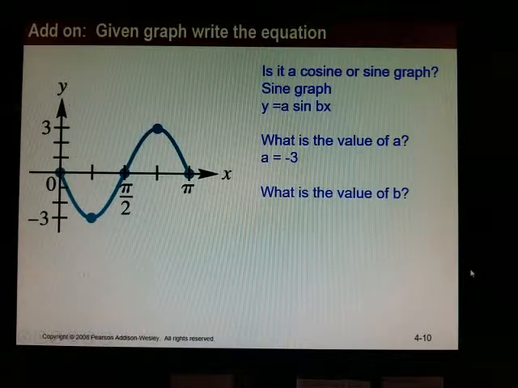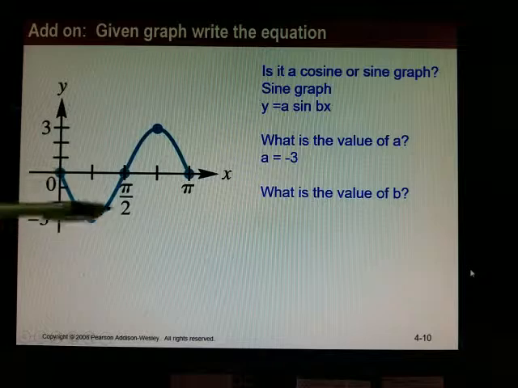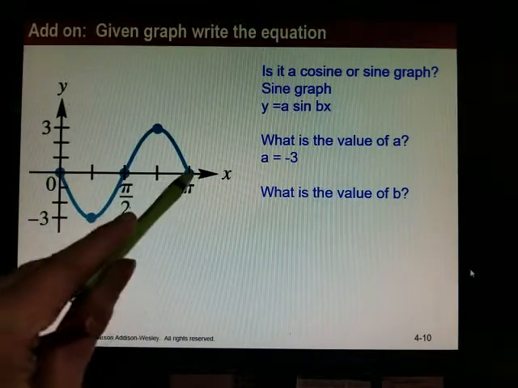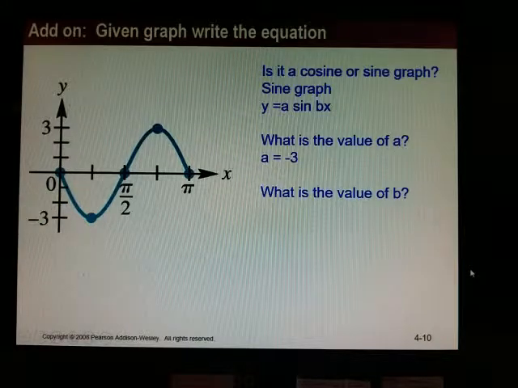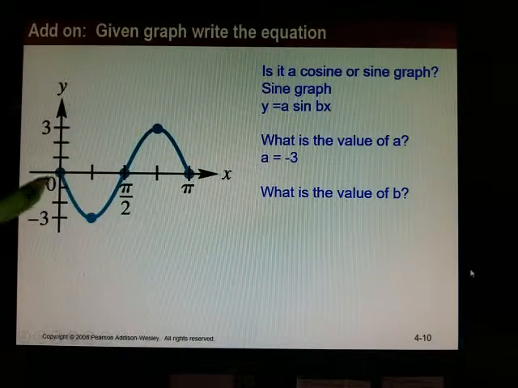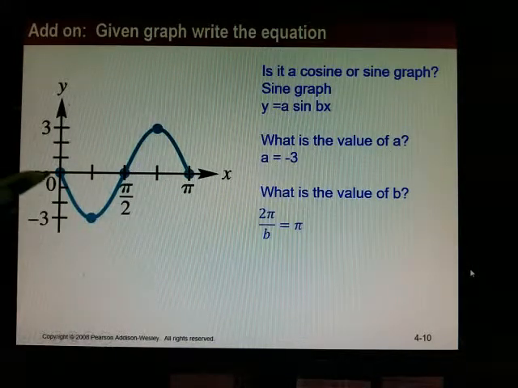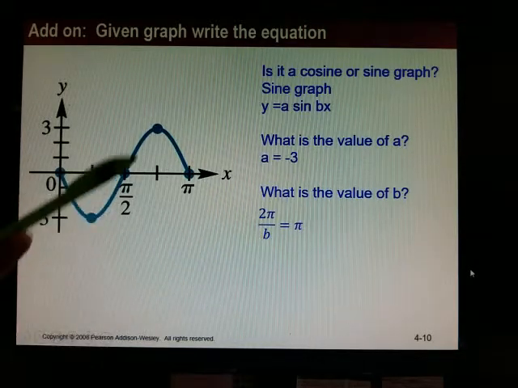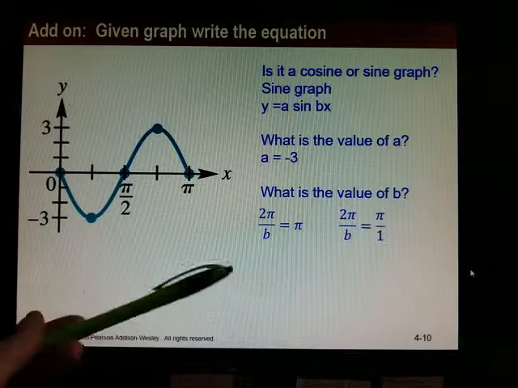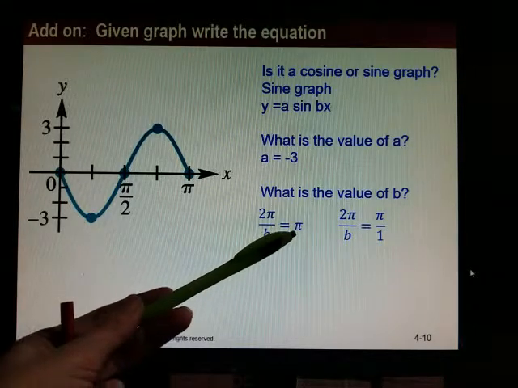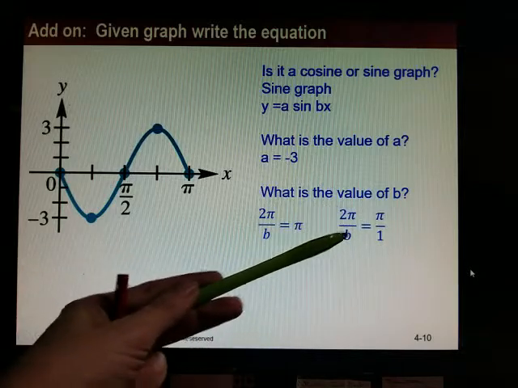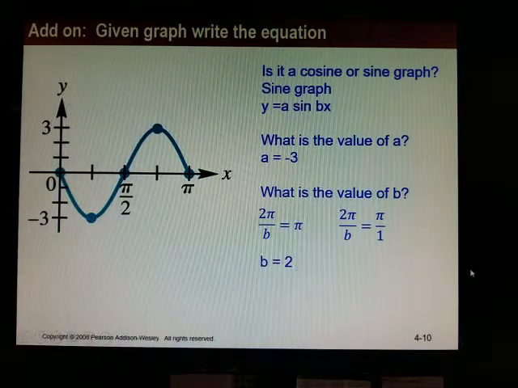Now, to find the b. One complete cycle here is pi units long. From here to here, the distance across is pi. So I know 2 pi divided by b has to equal that pi. So I put 2 pi divided by b, which we don't know, has to equal the full period of pi units. So that's 2 pi over b equals pi over 1. Oh, well, this would be 2 pi times 1 divided by pi, so b equals 2.